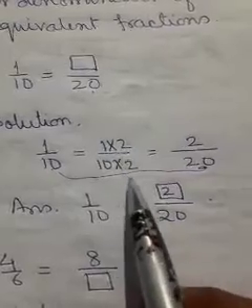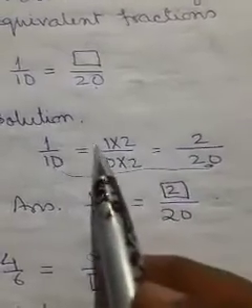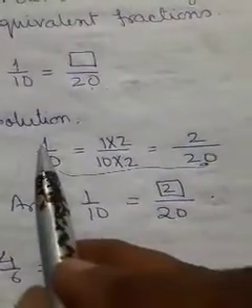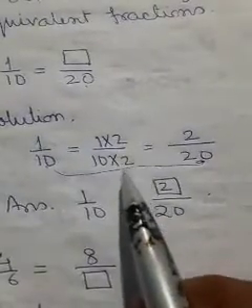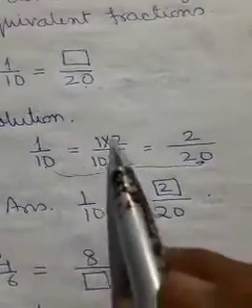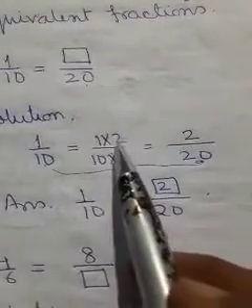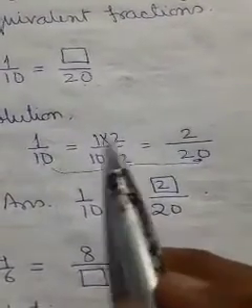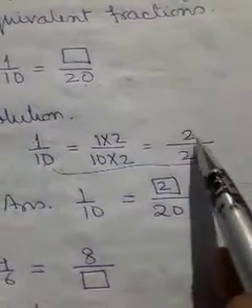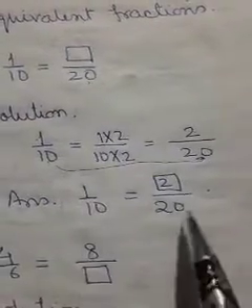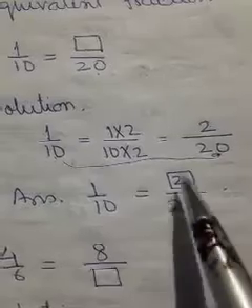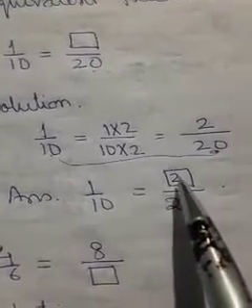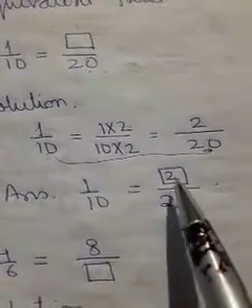Since I have multiplied 10 with 2, similarly I have to multiply 1, the numerator of the first fraction, by 2, because when I cancel 2 and 2, it will remain 1 by 10. So when I multiply the numerator with 2, it will become 2 by 20. So 2 by 20 is the equivalent fraction of 1 by 10. So in this box we will write 2. I hope you all have understood.